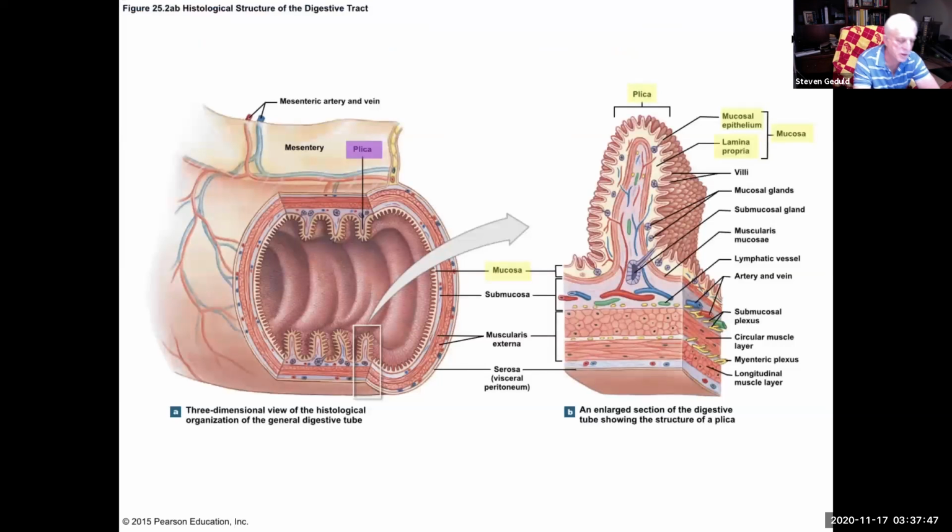So here's your mucosa, and this is a plica. This whole structure right here is a plica. Inside the plica are your arteries, your nerves, your veins, and your lymphatic tissue. Okay, you can see all the different plicae right here, lining the mucosa. And what it does is it increases your surface area and allows for more secretion and absorption.